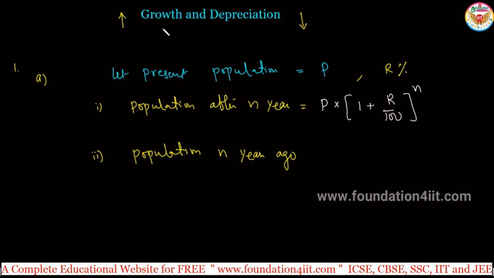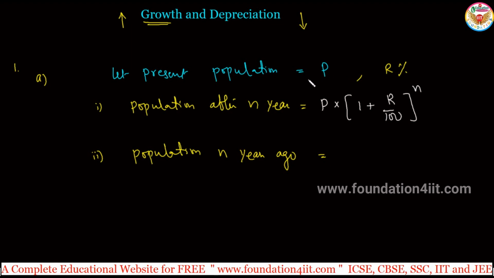When the population is growing, when it is increasing, we apply the plus symbol. Now, population n years ago. The present population is 1 lakh, for example, and this year it is increasing at a 10% rate. But 3 years back, how much was it? Or 2 years back? So, n years ago.